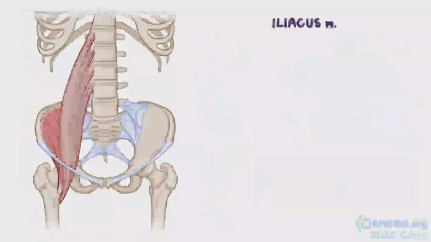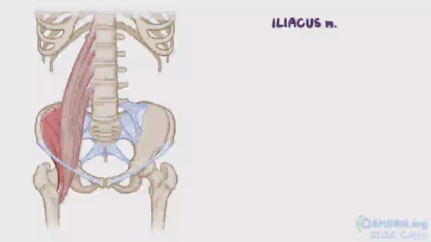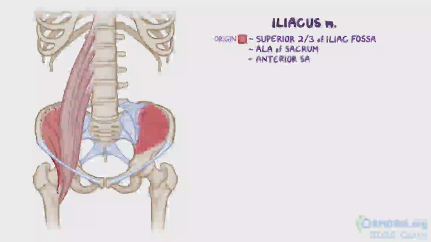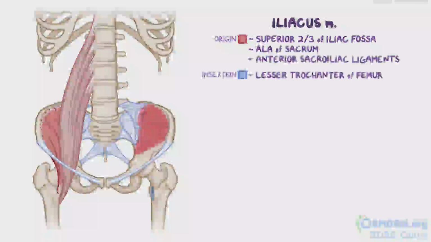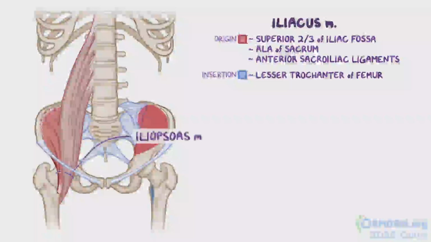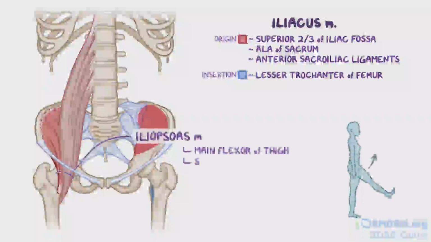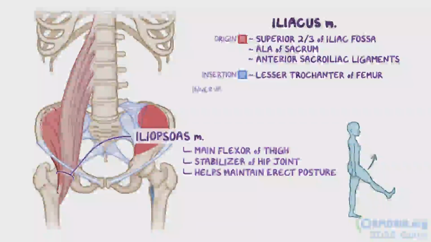Next is the iliacus muscle, which is a large triangular muscle that lies lateral to the inferior portion of the psoas major muscle. It originates superiorly on the superior 2/3 of the iliac fossa, ala of sacrum, and anterior sacroiliac ligaments. It also inserts at the lesser trochanter of the femur. In fact, most of its fibers join the tendon of the psoas major muscle to form the iliopsoas muscle, which is the main flexor of the thigh and a stabilizer of the hip joint, and it also helps maintain erect posture.